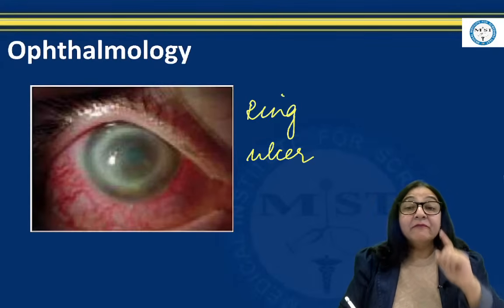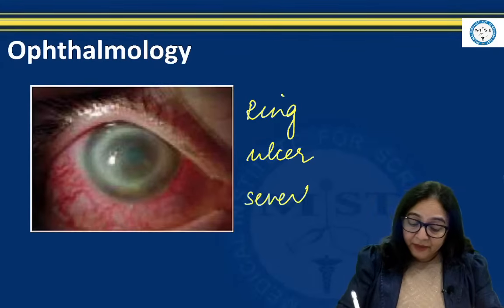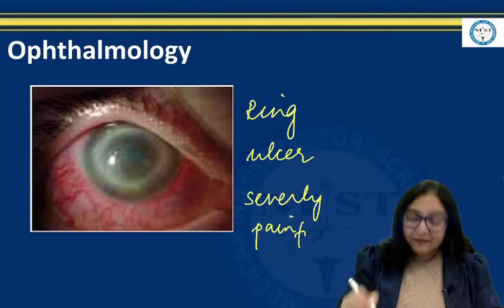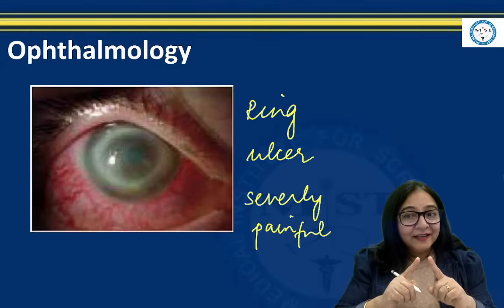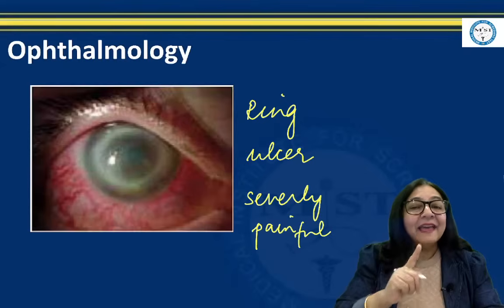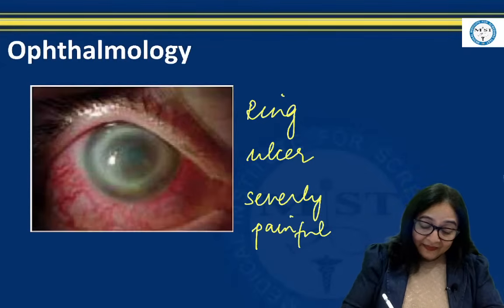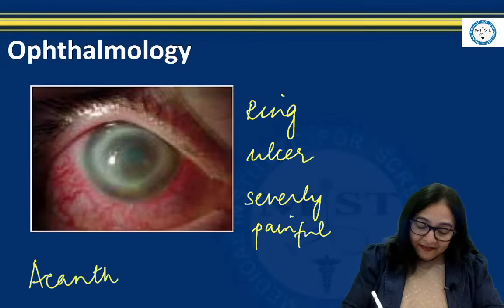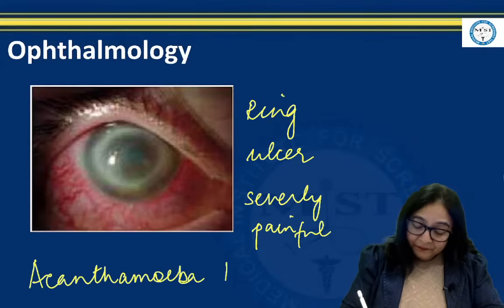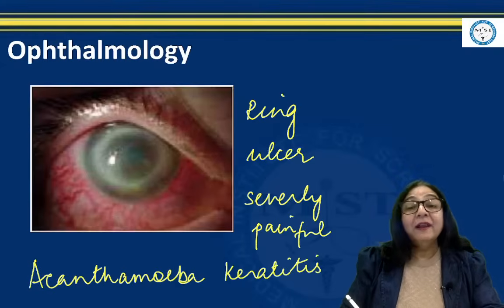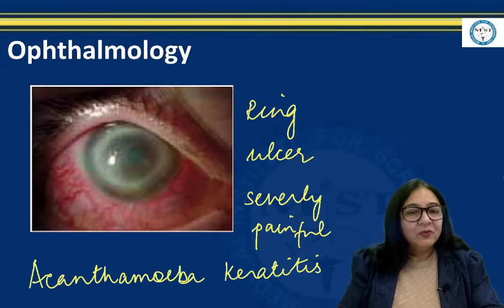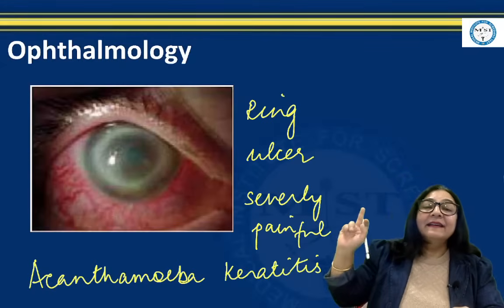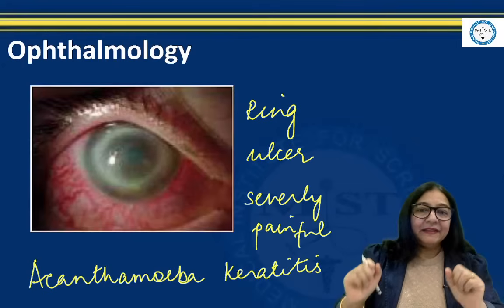Now, when they say severely painful, as all of you must be remembering, there are infections which are very severely painful, which are caused by acanthamoeba. So this is your acanthamoeba keratitis. Agree? Why is it very severely painful? Because there is not only involvement of the corneal tissue as such, there is also involvement of the corneal nerves, which leads to keratoneuritis. So that's why it's a severely painful ulcer. So we have made the diagnosis.